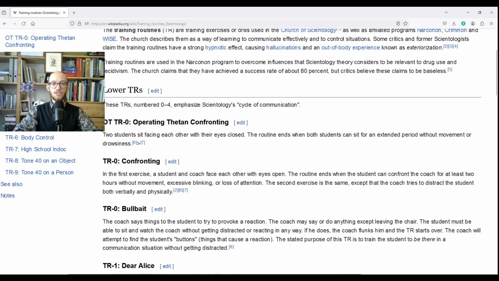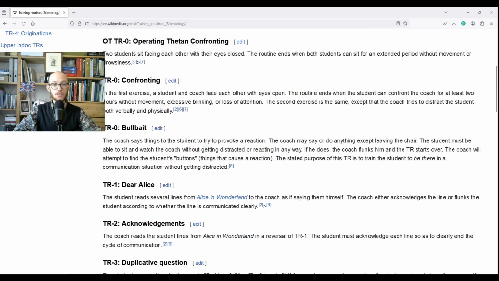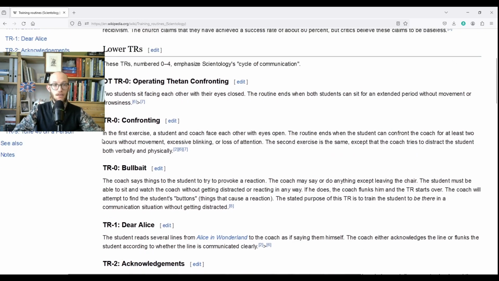And what it doesn't say actually is, you sit on 2 chairs with straight backs, and the distance between the 2 people is about 3 feet, so 1 meter, so you're sitting fairly close to each other. And then we've got TR0 confronting. In the first exercise, the student and coach face each other with their eyes open. The routine ends when the student can confront the coach for at least 2 hours without movement, excessive blinking, or loss of attention. The second exercise is the same, except that the coach tries to distract the student both verbally and physically.